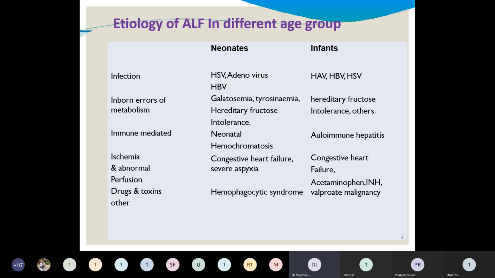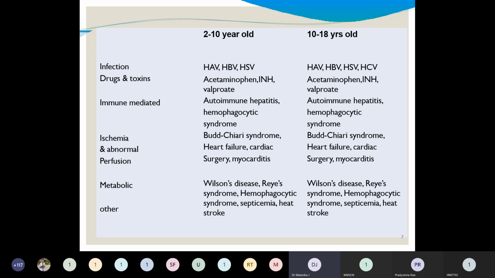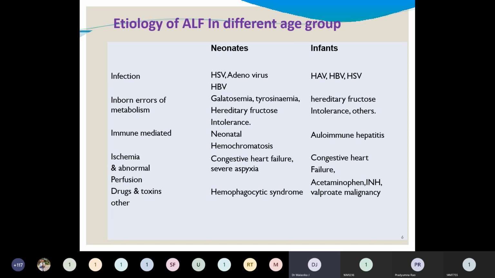Coming to the etiology of acute liver failure in the different age groups, in pediatrics it is classified according to age. It is classified into neonates, that is birth to 28 days of life, next infants, then 2 to 10 years of age, and 10 to 18 years of age. So different age groups present with different conditions.